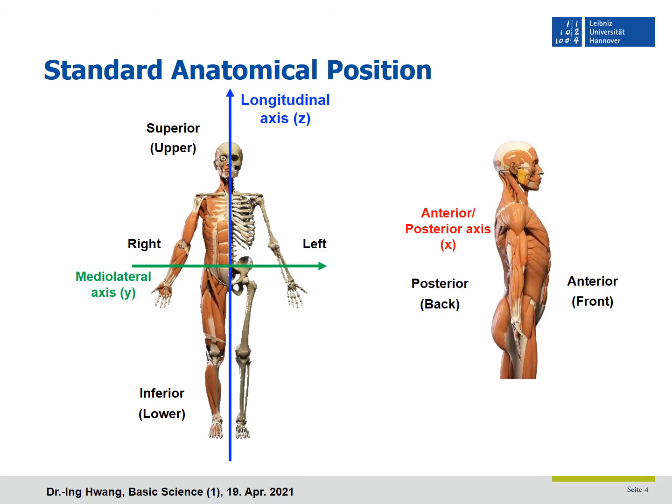The last one is the anterior and posterior axis. I would like to say the x-axis. For this, we need to see the side view of the body. We can define the front and back directions. The anatomical terms are anterior and posterior direction, respectively.